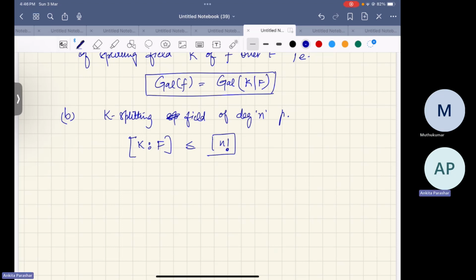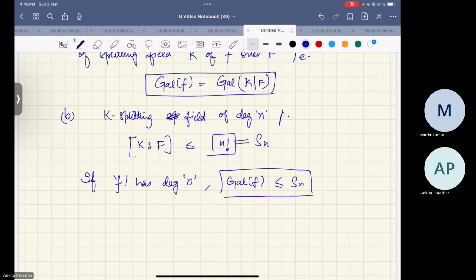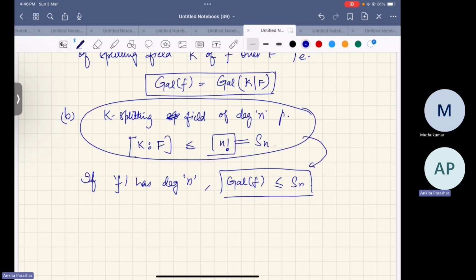Can you tell me a group having order n factorial? That's Sn. Exactly, Sn. So the statement is, if f has degree n, no matter whether it is irreducible or reducible, the Galois group of f always sits as a subgroup of Sn, always. And the hint is you can use this one to remember the statement.